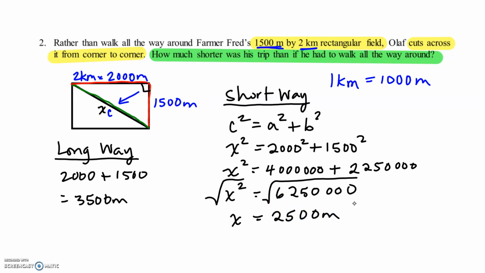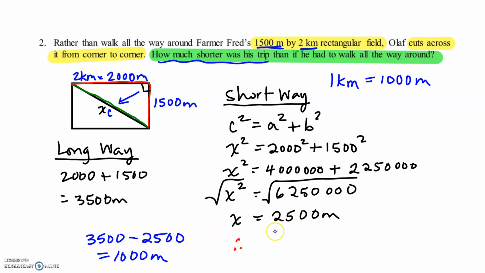Okay, so I have my long way, I have my short way. The question wants to know how much shorter was his trip. So those two answers I'll now have to subtract to find out how much shorter. So the long way is 3,500, short way is 2,500. When I subtract, I can see it's 1,000 meters shorter. And then I write my therefore sentence. So therefore, his trip was 1,000 meters shorter.